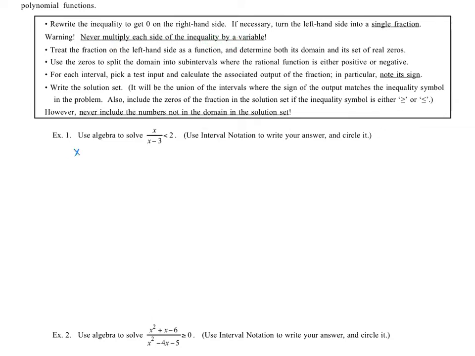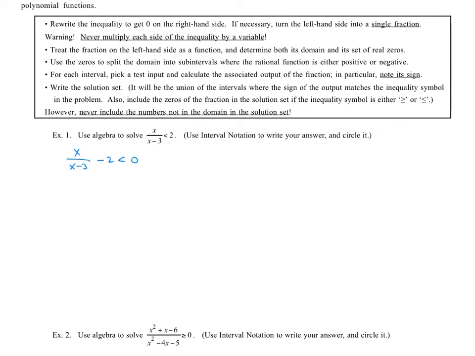So we'll start by subtracting 2 from each side, and we get this. Now at this point, you might be tempted to multiply each side by x minus 3 to make the fraction go away. That's what we would do if this were an equation, not an inequality. But remember the warning, never multiply each side of an inequality by a variable. If we were to do that, we would completely mess up the problem and get the wrong answer.